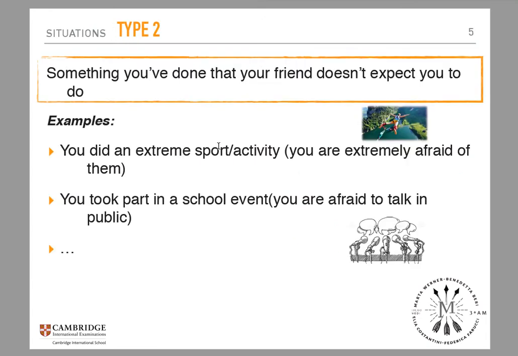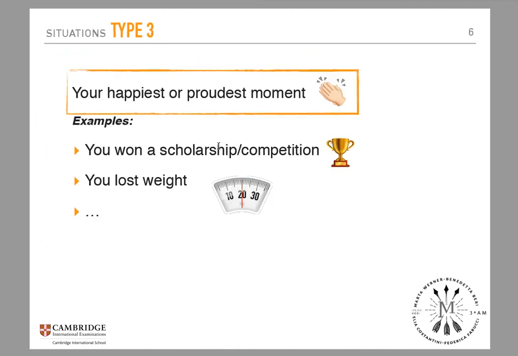Type 2. This is something that your friend might not expect you to do, such as an extreme sport or taking part in a school activity if you're shy. Again, doesn't have to be true. You can completely use your imagination.